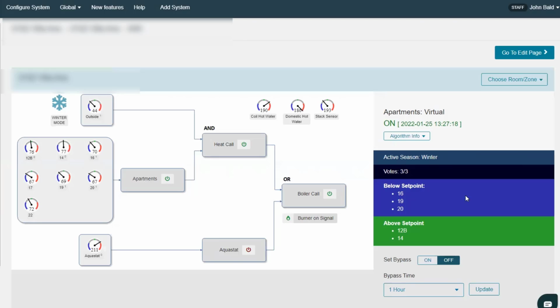So you just press on that button and all this info comes up. The apartments algorithm runs with a certain number of votes that you can set in the algorithm tuning page. There's another video on that. We can link that.